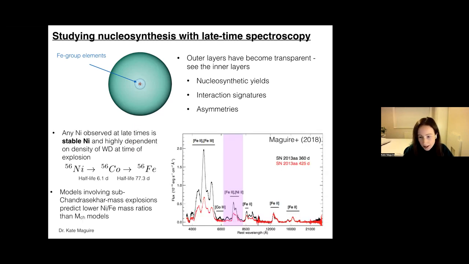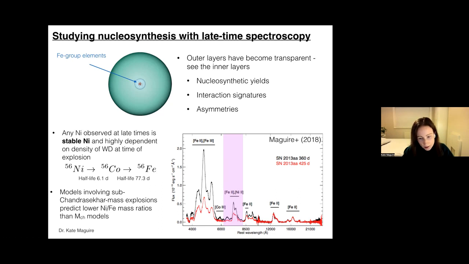So one thing that people have been looking at recently is looking for stable nickel in late time observations, because this is a good discriminant. If you can measure the mass of the nickel, this is a good discriminant between some of the sub-Chandrasekhar and Chandrasekhar mass explosions. The reason for this is that any of the nickel produced in the explosion itself should have decayed away by these late times. And so anything you see left is stable nickel.